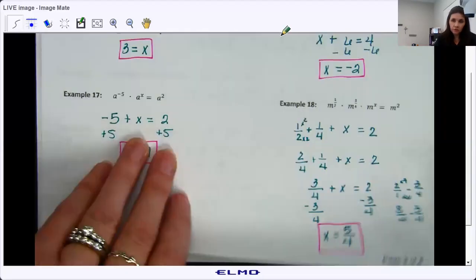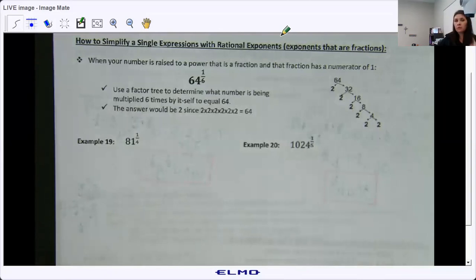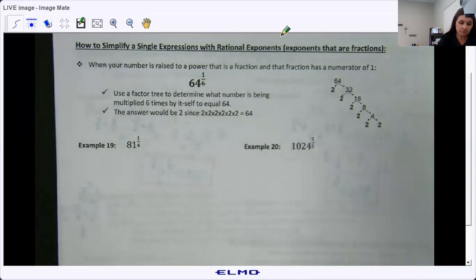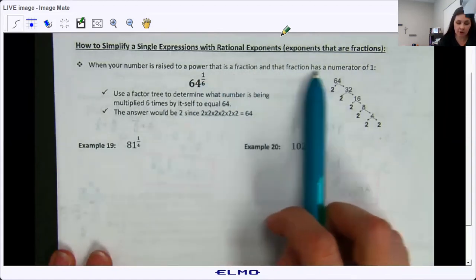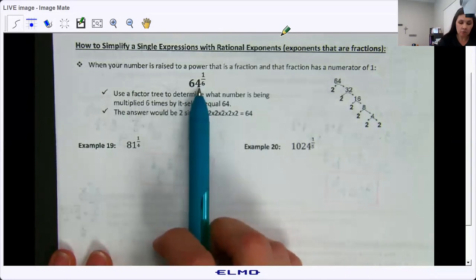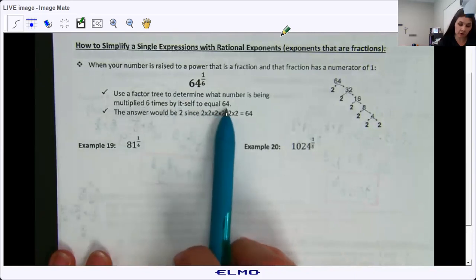Okay, let's go on to page 4. This is very brand new. And so Momo was asking if we're going to learn how to solve these. And yes, we are. This is a very brief introduction when you have a fractional exponent that has a 1 in the numerator, because if your numerator has anything other than 1, it's a little bit different. So when your number is raised to a power that is a fraction, and that fraction has a numerator of 1, such as this right here, you will use a factor tree to determine what number is being multiplied 6 times by itself to equal 64.